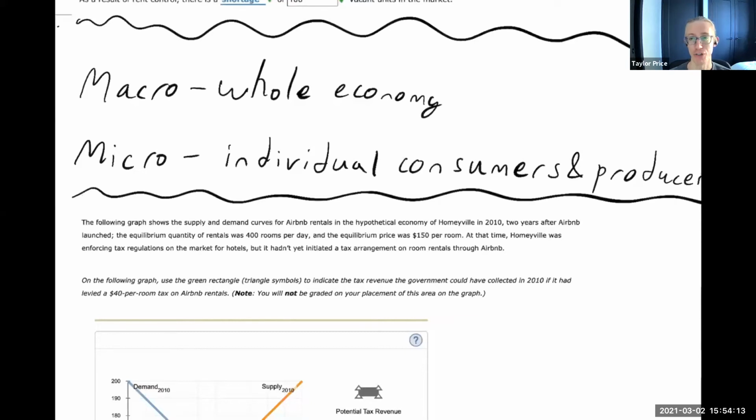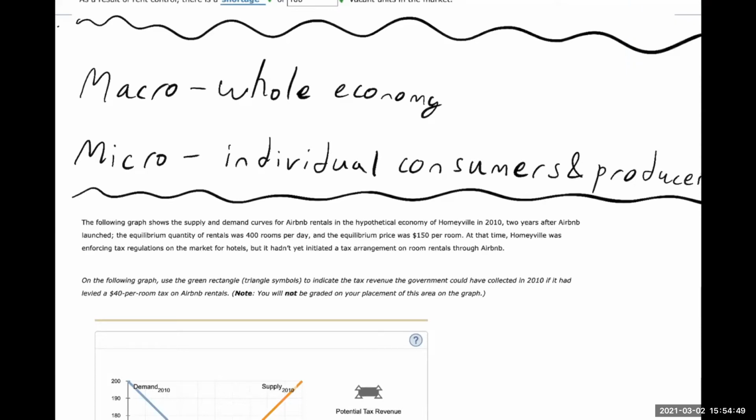Yeah. So macro is basically the whole economy, like when we're looking at trade between countries. We talk about that a little bit in this class, but that's really not the focus. Whereas micro is really specific to individual markets and individual consumers and producers, rather than what's happening with the entire US economy in inflation. Macro deals a lot more with inflation, and micro doesn't really touch on inflation. Okay, thank you.